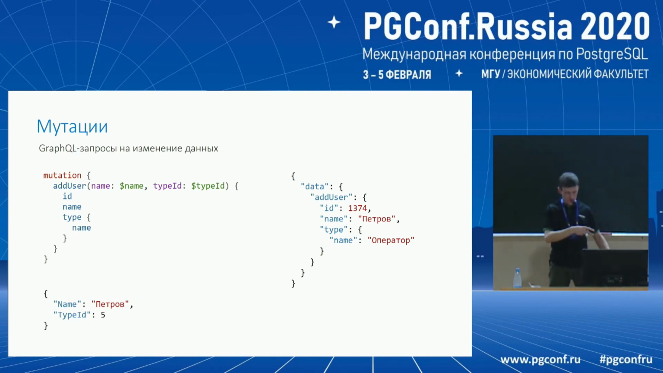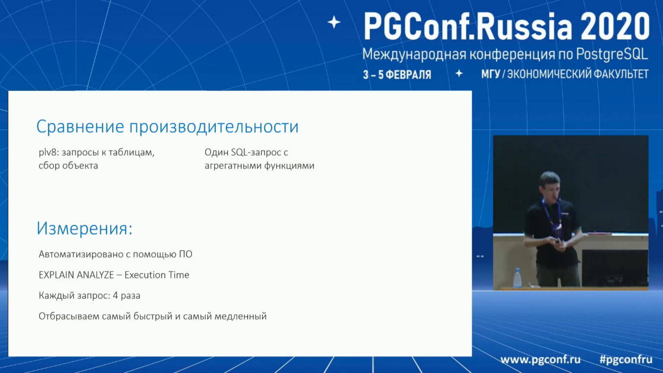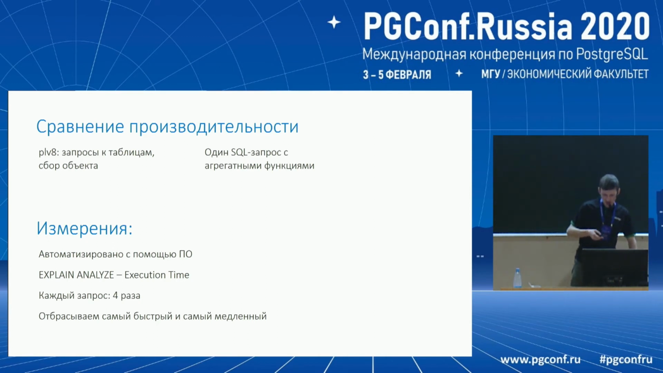The first option is good, the plv8 function, which performs it. I haven't implemented mutations, although it is not difficult. I'm sure I will be able to do it. So we have two options. One is this function moving in the object and collecting data, and the second option is query with aggregates.